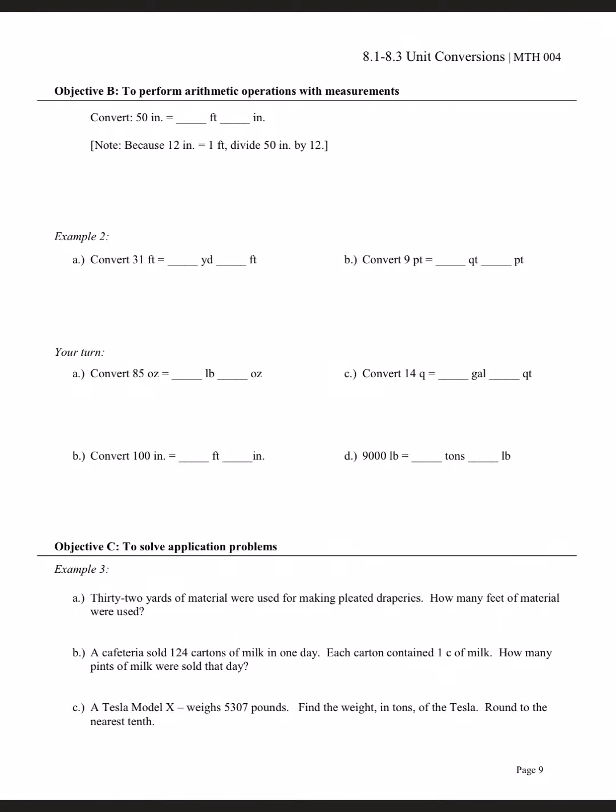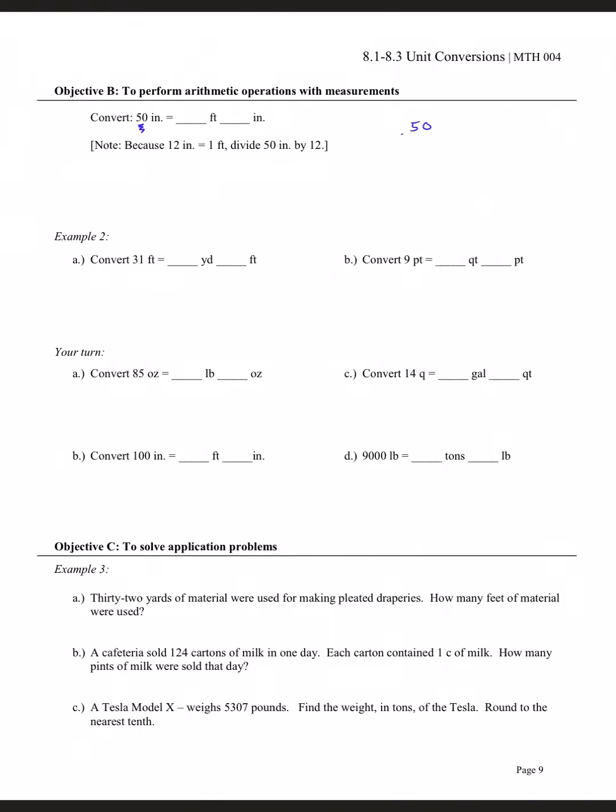Okay, now what we're looking at with objective B is to perform arithmetic operations with measurements. So what we're going to do is take a measurement like 50 inches and convert it to feet and inches. So rather than just converting it to feet and maybe having a mixed number in there, we want to know how many feet with how many inches are left over. So that means we have to divide this. So we will start with the number that is being given.